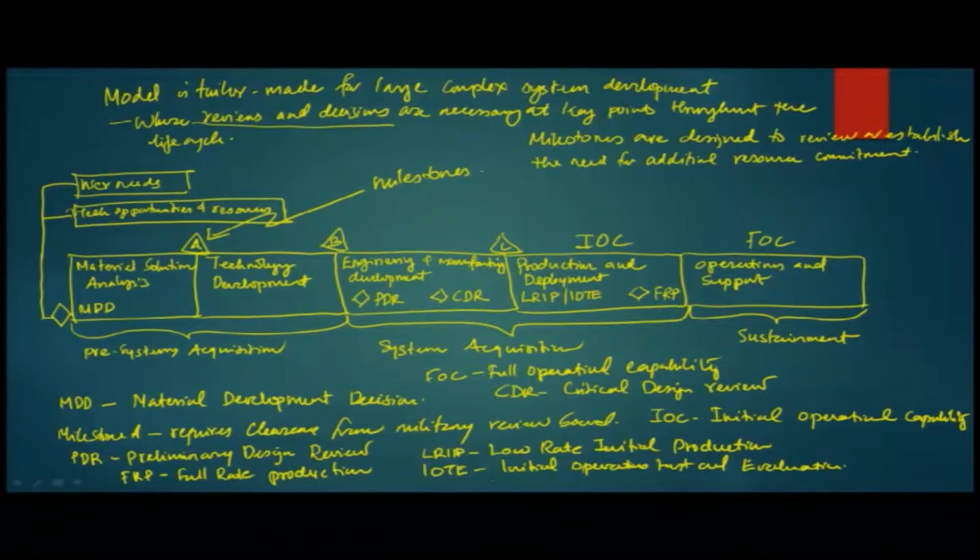So, I hope that you have understood the Department of Defense model in a broad overview. You can read the DoD 5000 directives to understand the model in much more detail. But you can see that these two, the user needs and the technology development, even though they are not part of the model, are necessary before the first review, the MDD review, is taken care of, where the material development decision, whether we should go ahead and develop the material necessary for the process, is made.